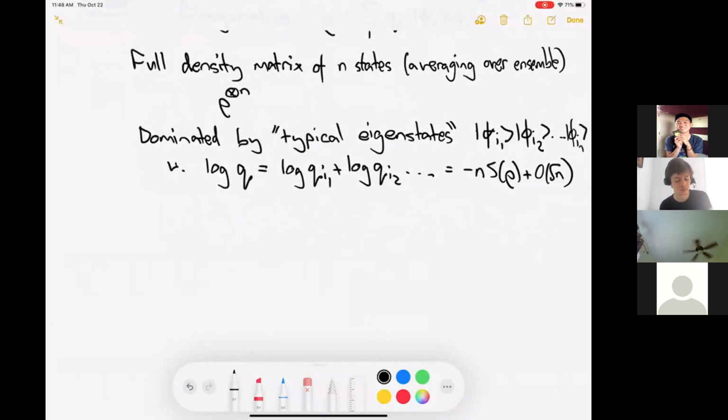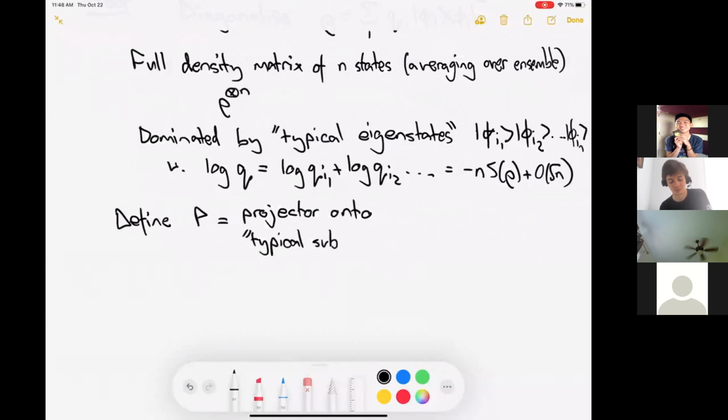Okay, so then what we're going to do is we're going to define a projector P to just be a projector onto the typical subspace spanned by those states.